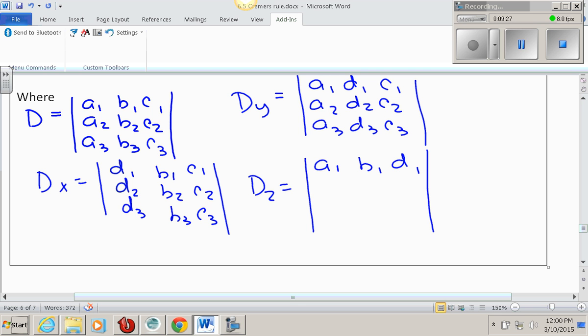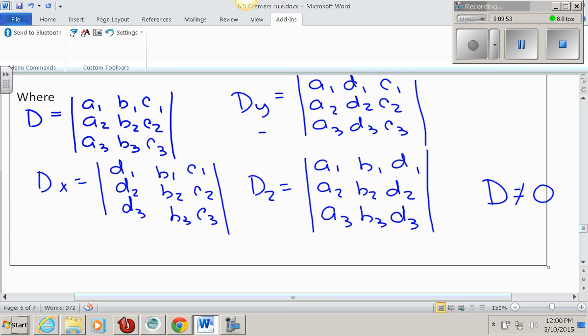So notice what we're taking out for z. We're taking out that z component, right? a2, b2, d2, a3, b3, d3. And you're doing that for each of them. For the y, you're taking out the y component. For the x, you're taking out the x component, so on and so forth. You're replacing it with that value of d, so that constant of what it's equal to. And again, the determinant is not 0.